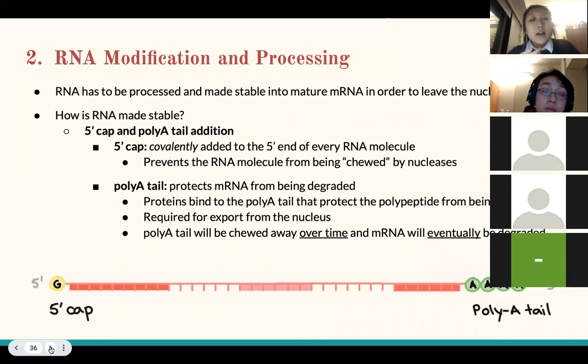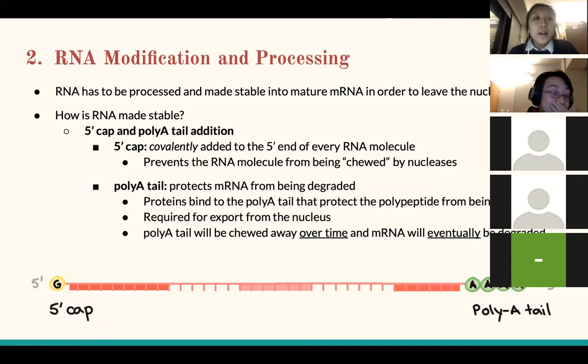All right, so then another form of gene expression regulation is RNA modification and processing. So RNA has to be processed and made stable into mature mRNA in order to leave the nucleus. This is specific, again, to eukaryotes. There are a lot of basically hardships that RNA goes through in order to leave the nucleus, and if it's not properly protected, it could be very detrimental. So think of it like newborn babies going out into the cold. You want to make sure it's bundled up and protected. Otherwise, the cold is going to kill it.